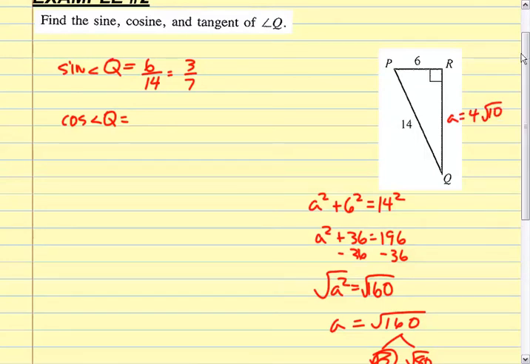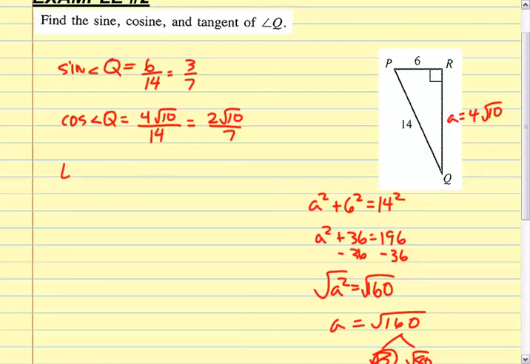So the cosine is equal to the adjacent, which is 4 square root 10, all over the hypotenuse, which is 14. Oh, that can be reduced, right? Okay. So the 4 and the 14, that's just going to give us 2 root 10 over 7. Okay, that's good.